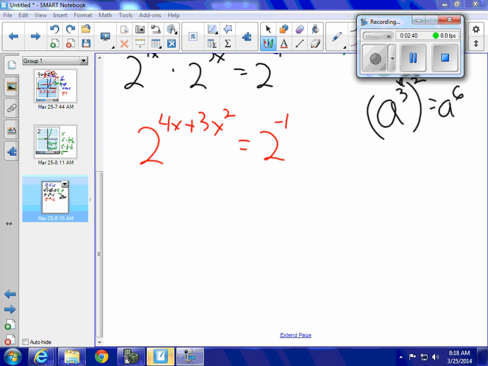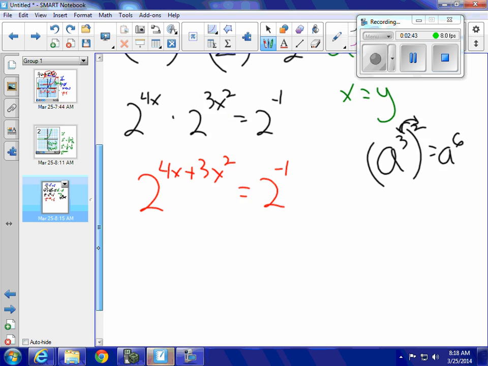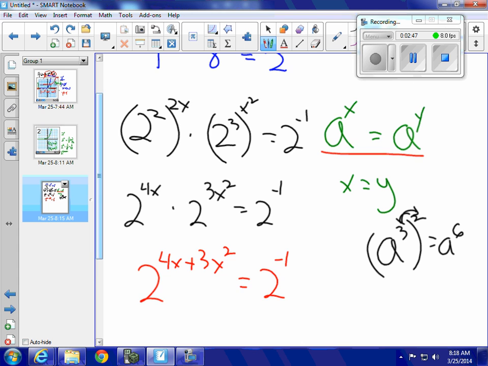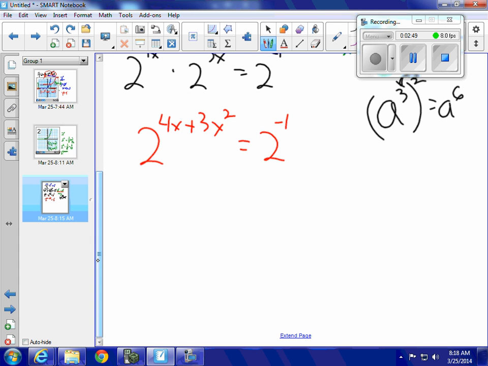So now I have the situation that I had right over here with my a's. I have the same base. So I know that then 4x plus 3x squared is equal to negative 1. So I got rid of my bases altogether. And I have to see that this is a quadratic. This is impossible to solve in the form that it's at. I would just be sitting here guessing all day as to what x value I use for x squared and 4 to get a positive 1.